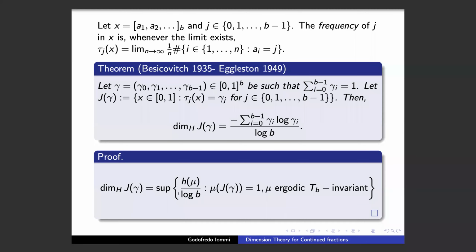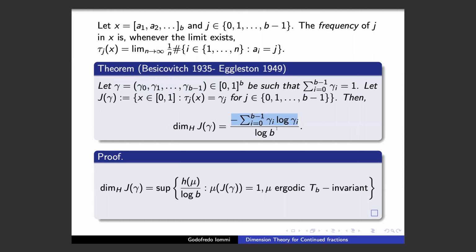This is entropy over Lyapunov exponent. Of course, in the case of the multiplication by B, the Lyapunov exponent is constant, so it's just log B. And once you have this formula, you may use thermodynamic formalism to find a measure that actually maximizes this supremum, that attains the supremum. And that measure is the Bernoulli measure given by the stochastic vector gamma. So what you have here in the numerator of the dimension is nothing but the entropy of the Bernoulli measure.